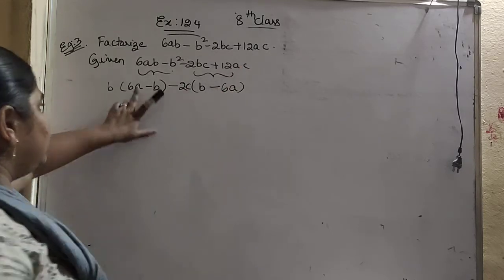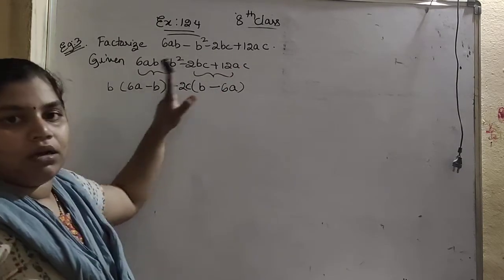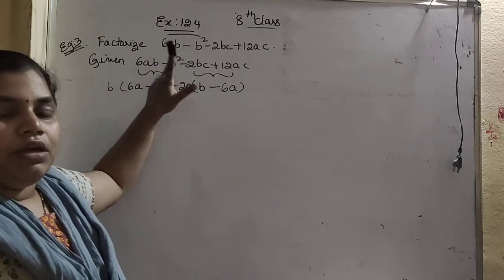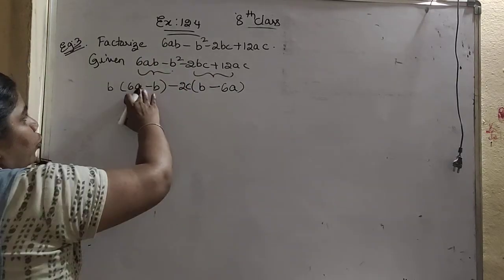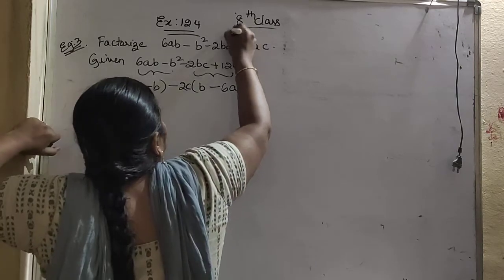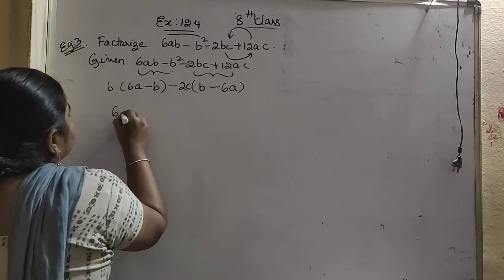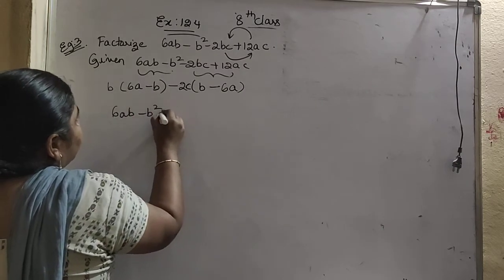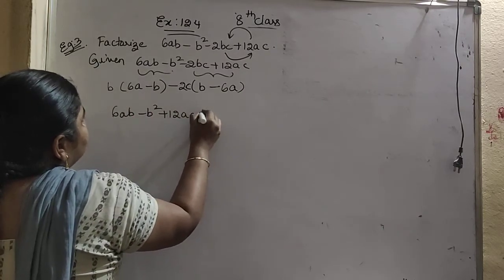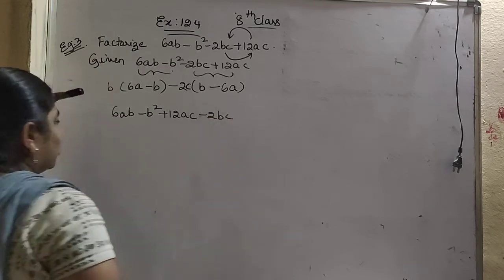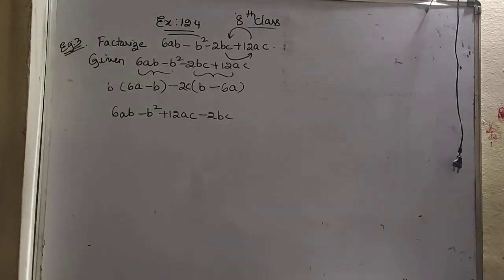If you see, these two factors are not common. If they are common, then only we can find a solution. So they are not common, so we have to shuffle the terms. I am shuffling like this. The shuffled terms are 6ab minus b square plus 12ac minus 2bc. Now we can find the factors of that.